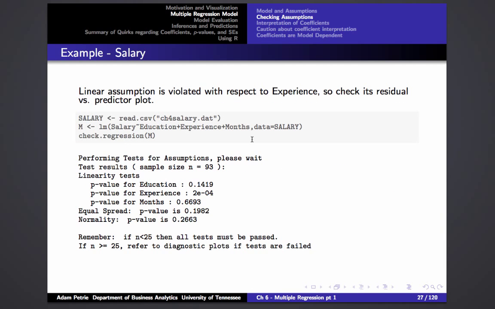Okay, so let's just walk through an example here, our salary data set. We're trying to predict salary from education, experience, and months. When we run check regression, we get the outputs of the statistical tests first, and we'll always look at those first. What we see for the linearity tests is that we're okay for education and months because those p-values are 5% or bigger, but we fail the linearity test for experience. So further investigation is required. We pass the test for equal spread, and we pass the test for normality.